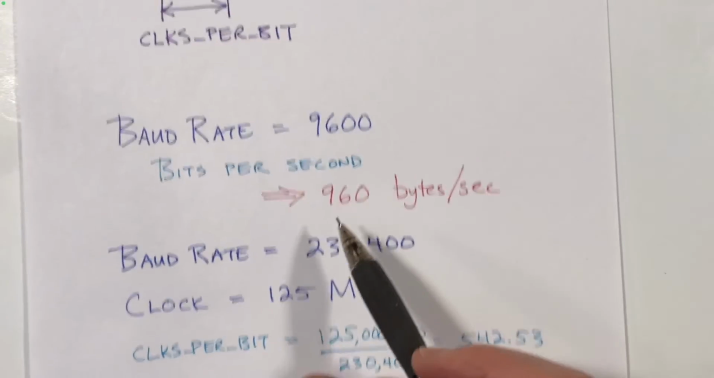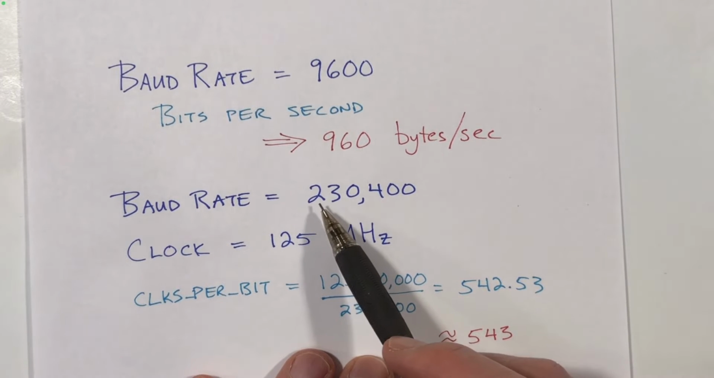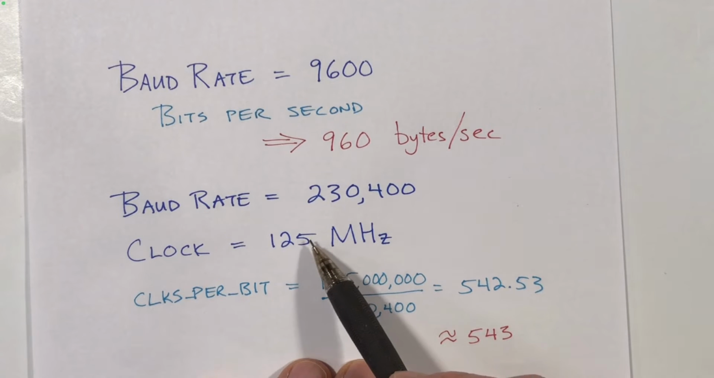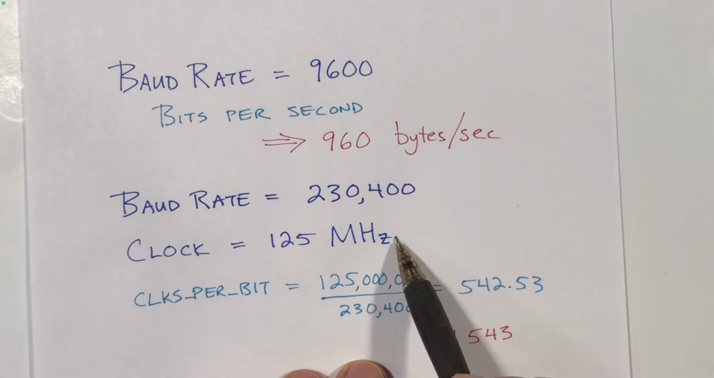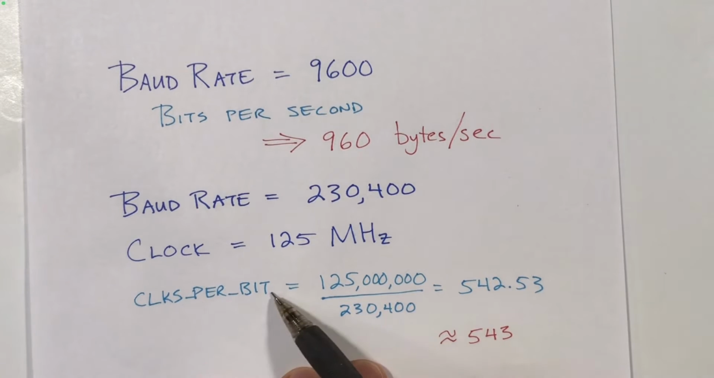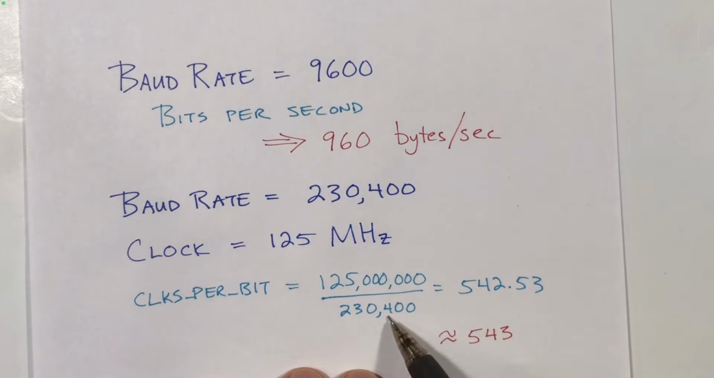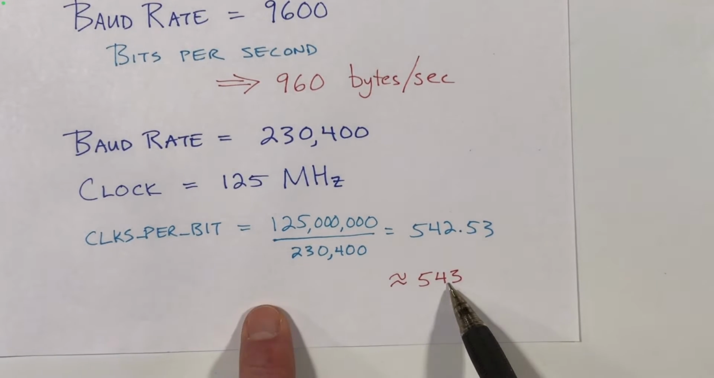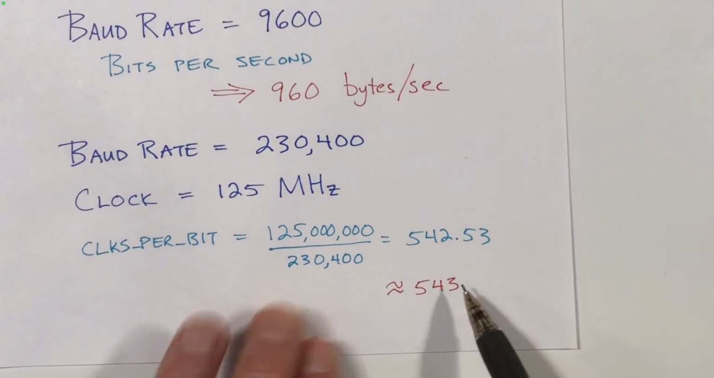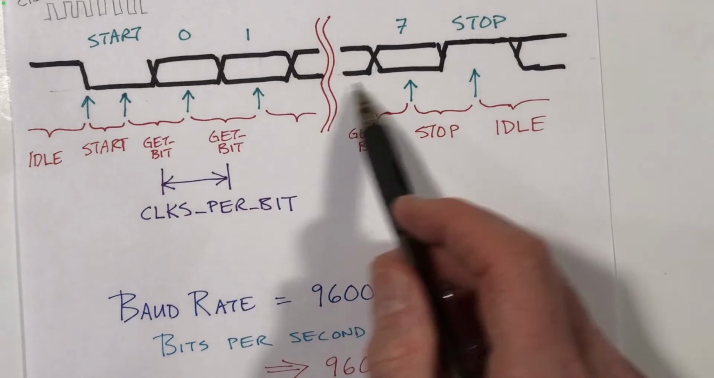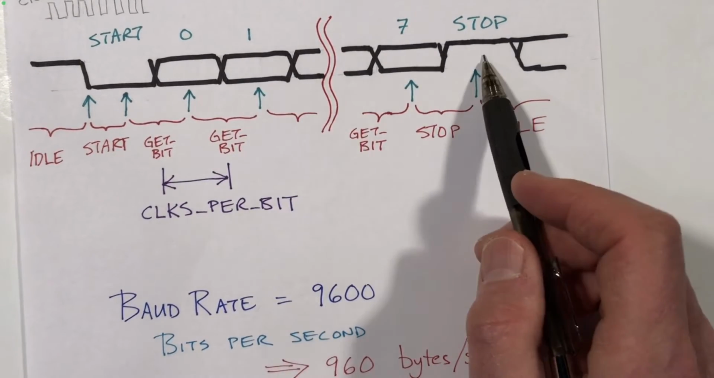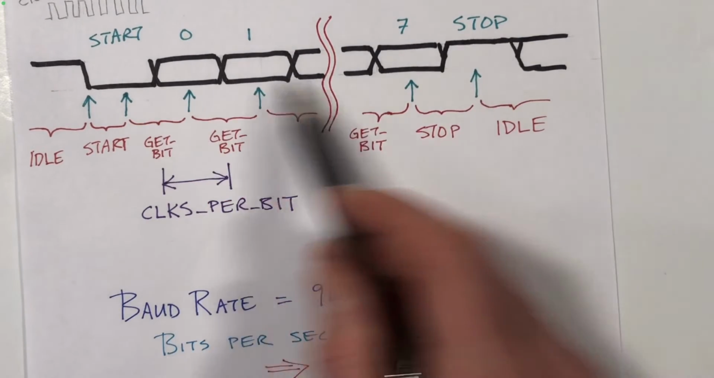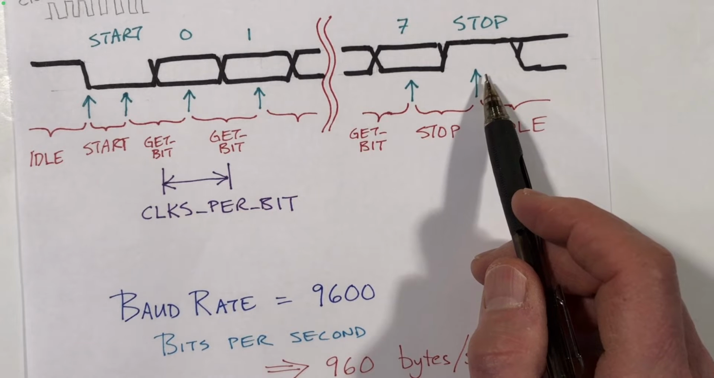Okay, so we will be using a baud rate that's quite high, 230,400 bits per second, and we'll be using a clock rate of 125 megahertz. So we can calculate our clocks per bit, 125 million divided by this baud rate, and that gives us a number. We'll round it to an integer, and so our clocks per bit will be 543. So that will give us enough accuracy to measure the center points of all these bits, and we won't have any significant problems with skew within the 10 bits that we'll be looking at here.